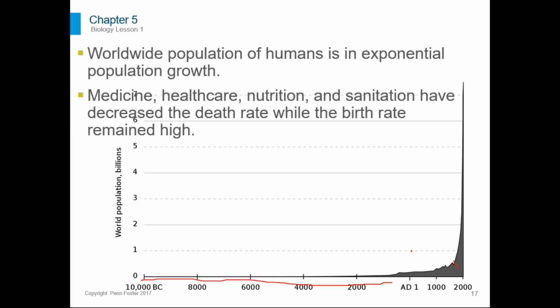Mainly because medicine, healthcare, nutrition, and sanitation have decreased the death rate, while the birth rate remains high. So for the rest of human population, for every 10 children that were born, maybe 3 or 4 of them survived to adulthood. And now, once better medication and sanitation became prevalent, most children are surviving to adulthood.